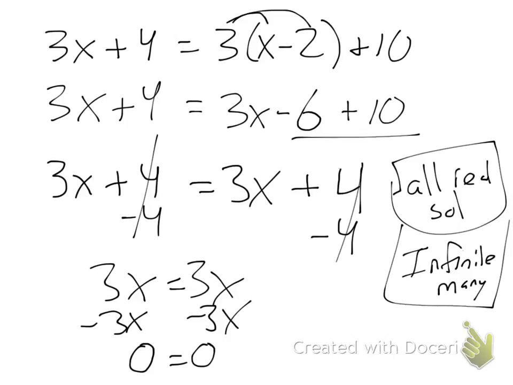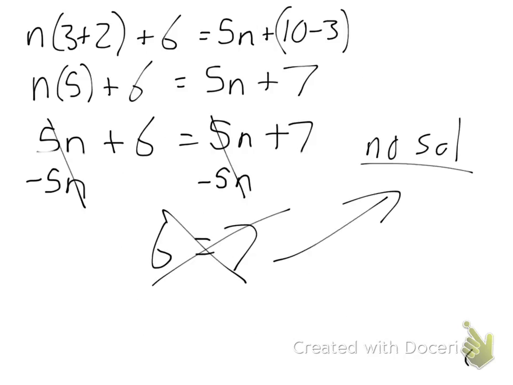So part of the problem you're going to solve, you're going to find one solution. Sometimes you're going to get 2 equals 2, 5 equals 5, negative 3 equals negative 3, x equals x. They all come down to 0 equals 0, which means infinite many solutions, or you get to a point where it's 6 equals 7, a negative 3 equals 10, which is never true, which means there's no solution.